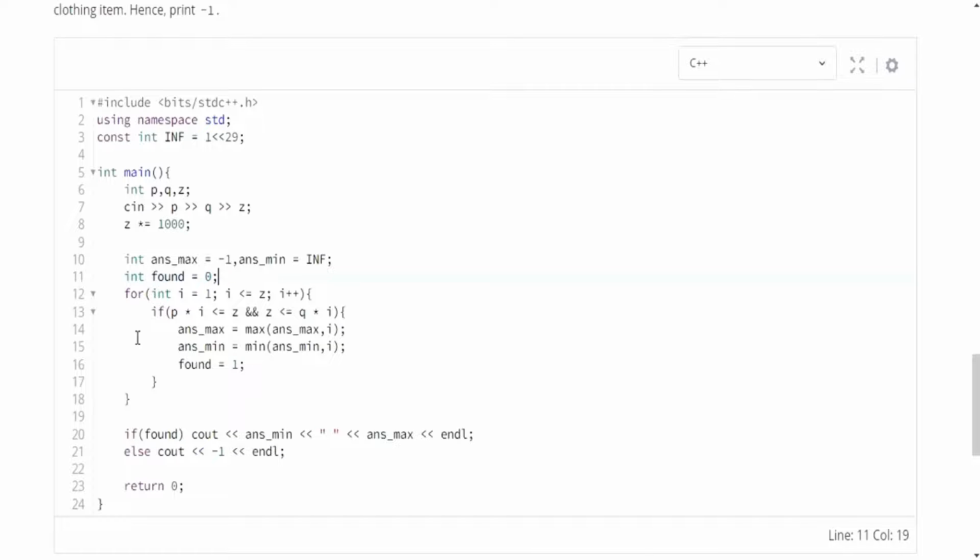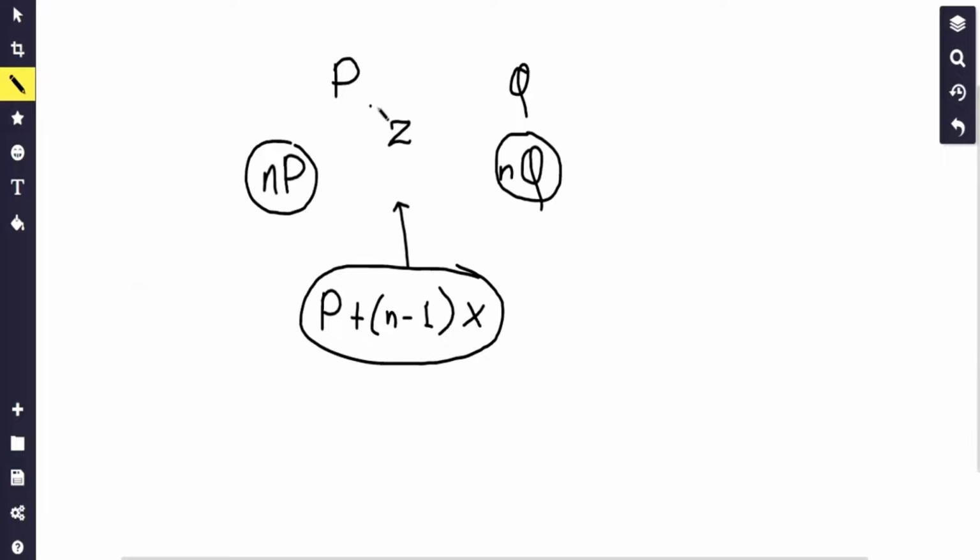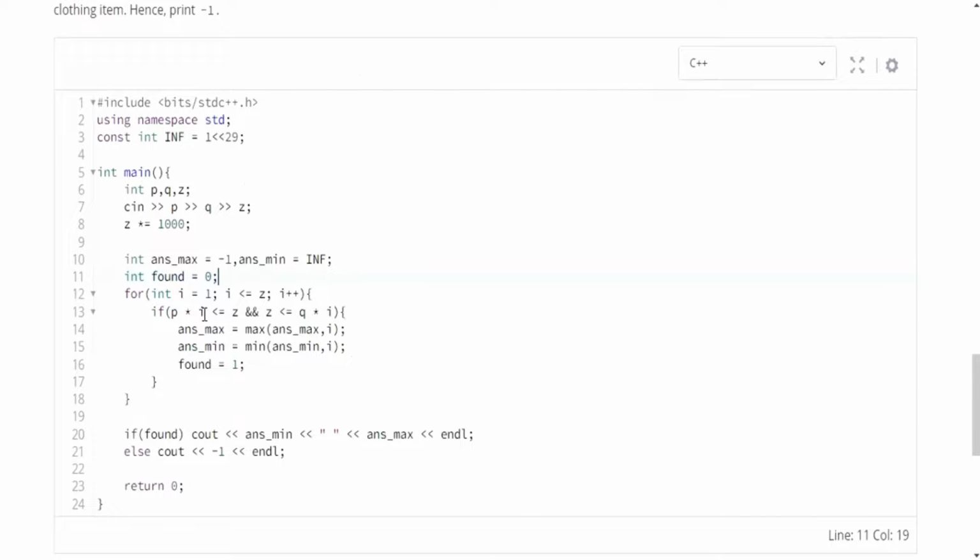Now I'll be iterating over the possible values as discussed within the approach. So the possible range of values is from 1 up to z, and the maximum value that z could have is 10 to the power 6 in meters, as specified by the constraints. And it's obviously possible for us to iterate over that particular range. So after iterating over the range from 1 up to z, we are incrementing the i value, and then we are simply checking the condition that we have specified over there. That is, the z value which we want essentially should lie between np and nq. So here n will be replaced by i itself.